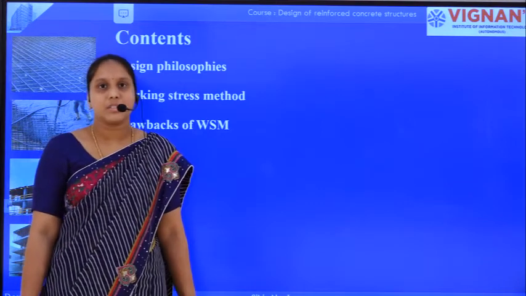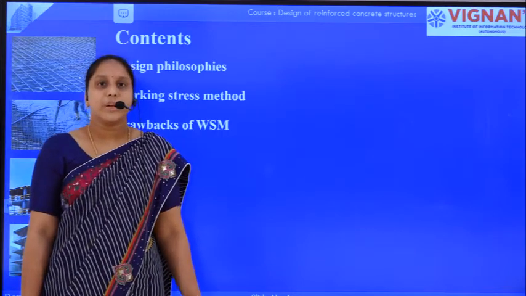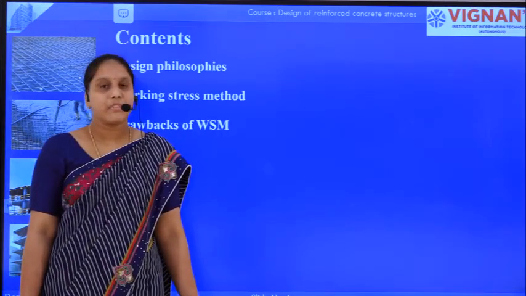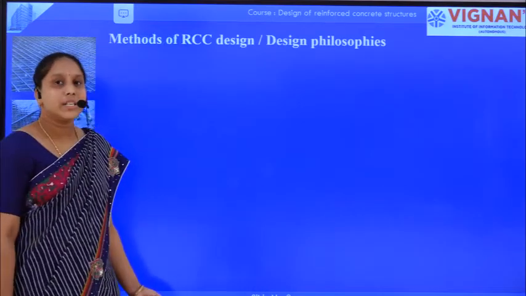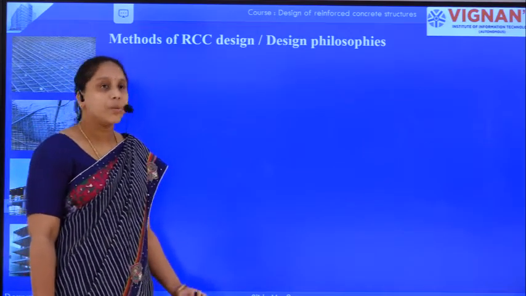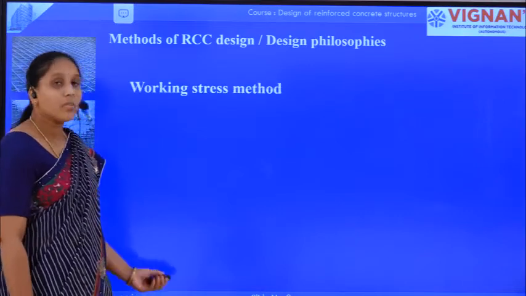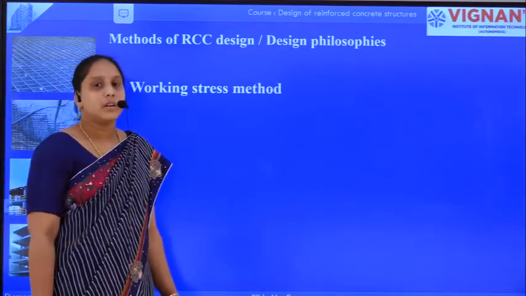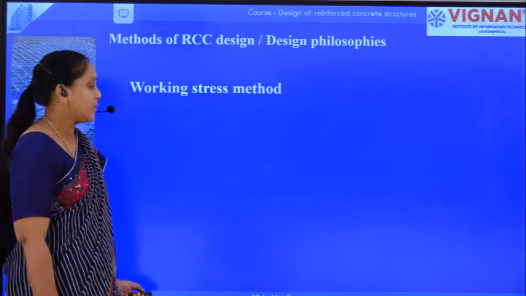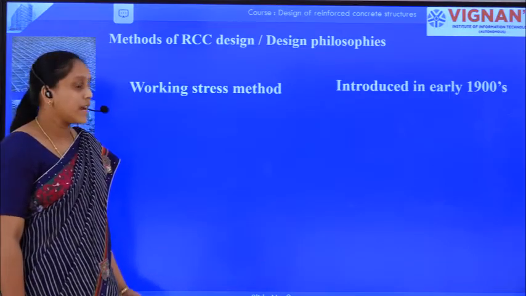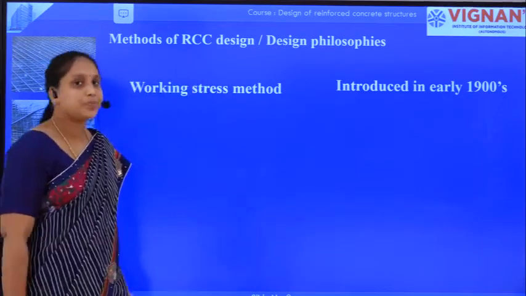For the design of RCC structures we have three methods, which are given in the code IS 456 2000. First, let us start with the methods of RCC design, or the design philosophies. The first design method of RCC is the working stress method. The working stress method is a traditional method and it was introduced in the early 1900s.